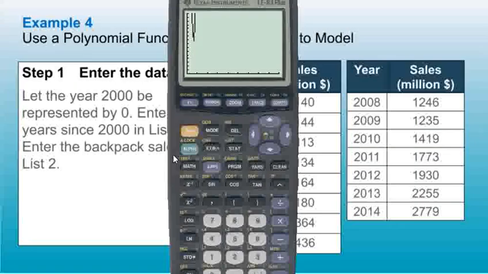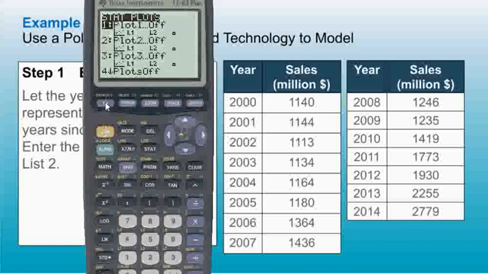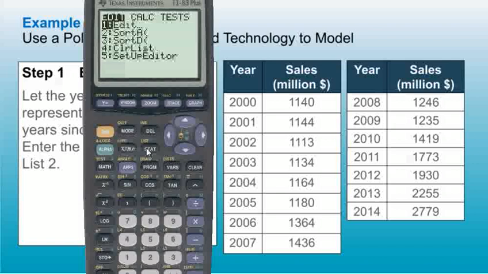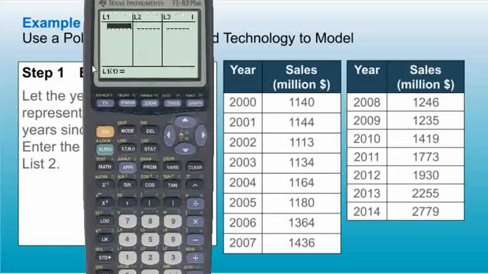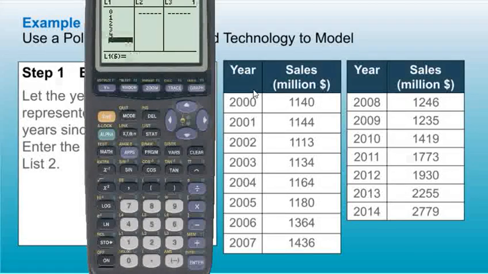So I'm going to come over here. First I'm going to clear what I have in here. Then let's go to stat, edit. And in list 1, 2000 is year 0, so 0, and then 1, 2, 3, all the way up to 14. That's year 14, or 2014.